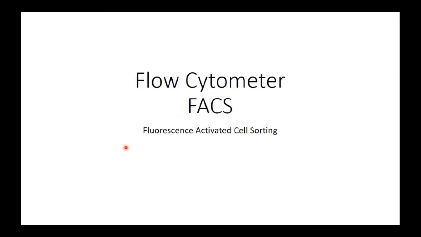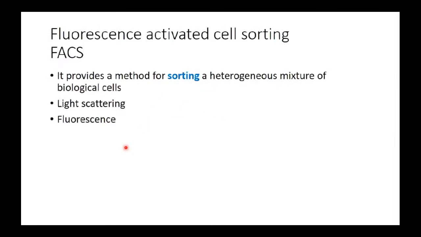So let's start speaking about FACS. FACS mechanism is not only a cell counting mechanism, but it's also a cell sorting mechanism. So it provides a method to sort a heterogeneous mixture of biological cells. It depends on light scattering, as we saw in flow cytometer, so forward scattering light and side scattering light, but it also depends on the fluorescence, and it also can detect fluorescence.